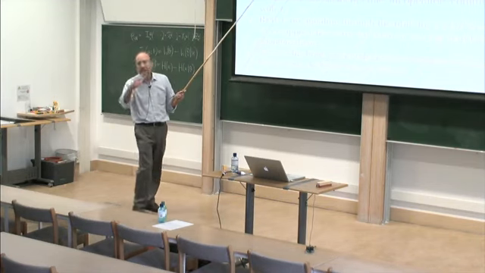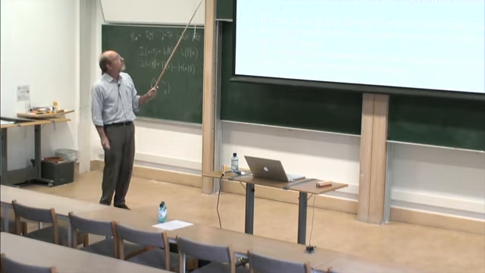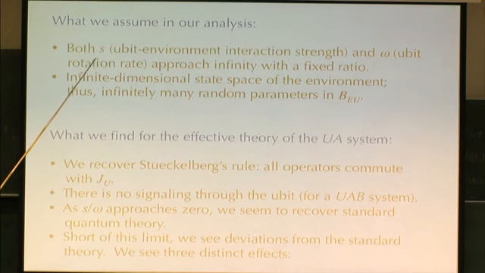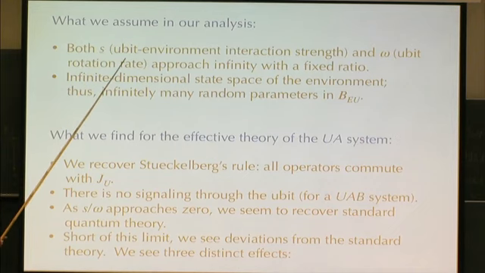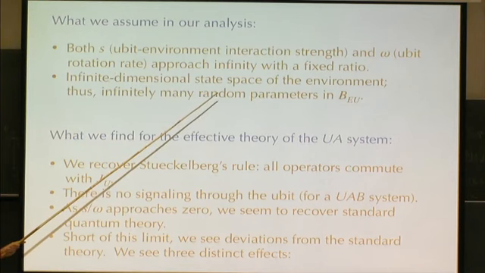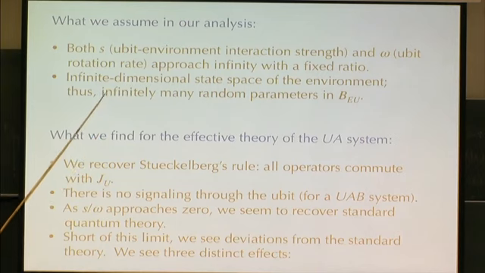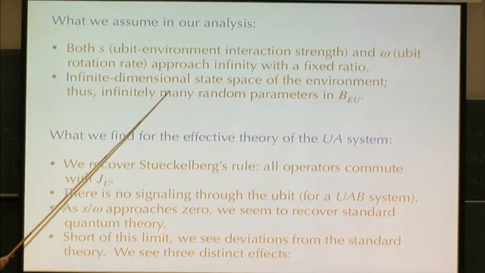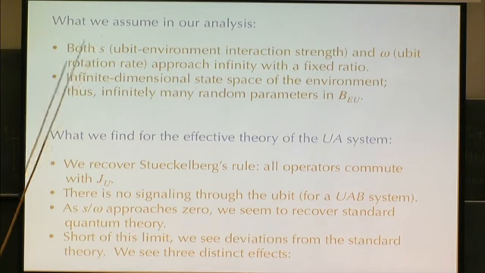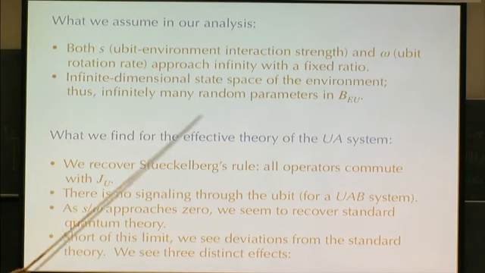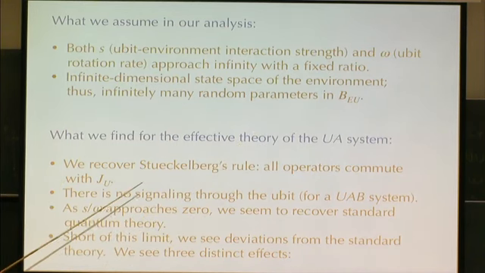Okay, and I'm just going to give you the results of our work; I'm not going to go through all the details. Here's what we assume. Just as I said, we assume that both S, which is the U-bit environment interaction strength, and the U-bit rotation rate omega, they both approach infinity with a fixed ratio. We also assume the environment has an infinite dimensional state space. In the numerics, it doesn't go to infinity, but we make it big. That means there are infinitely many random parameters in that interaction matrix. And here's what we find.